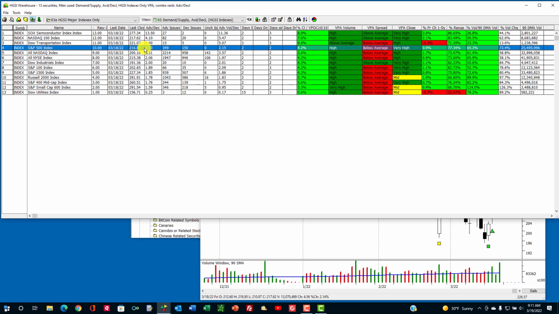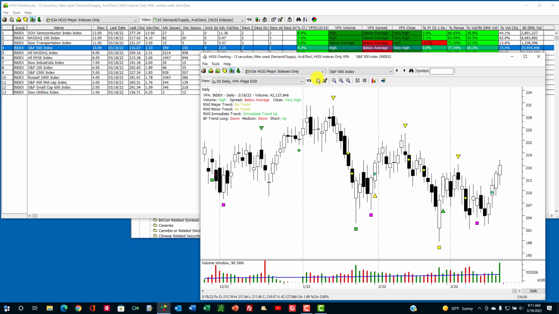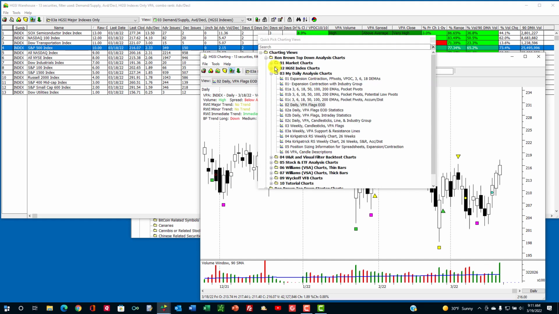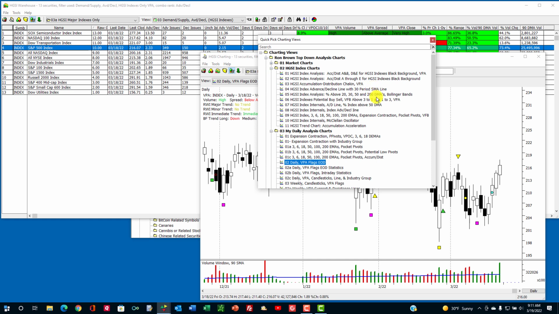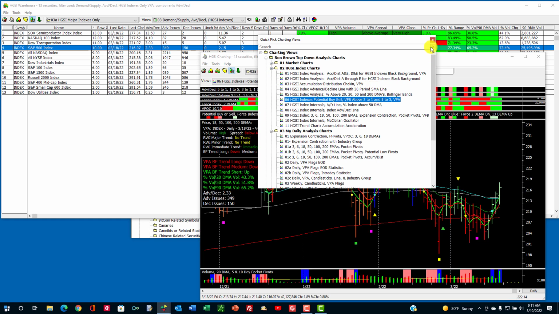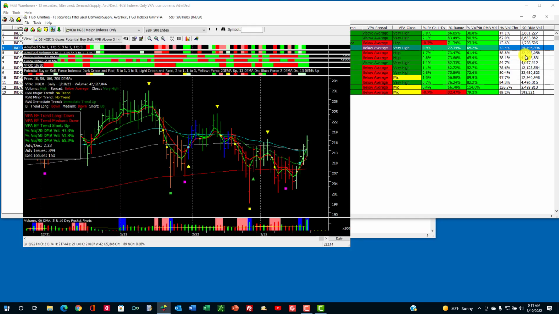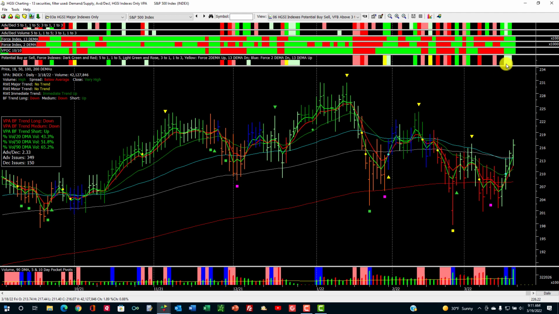Okay, let's do one final thing. I'll use the S&P 500 since it's pretty indicative of the market. I'll quickly go to my HCSI index charts. Let's just look at chart number 6. And you can see that based upon the indicators I've had in here for years, that on this day right here, which would be Wednesday, Thursday, and Friday, buy signals went off.